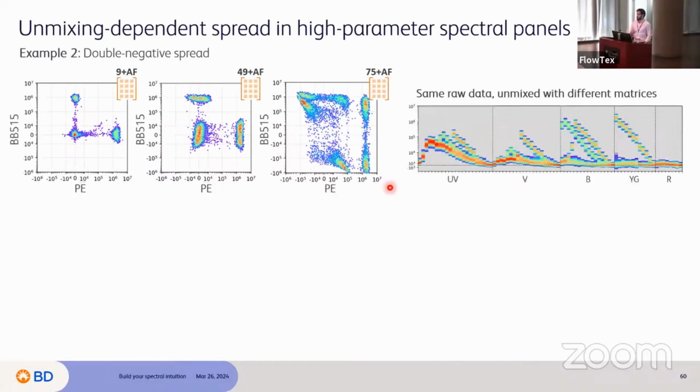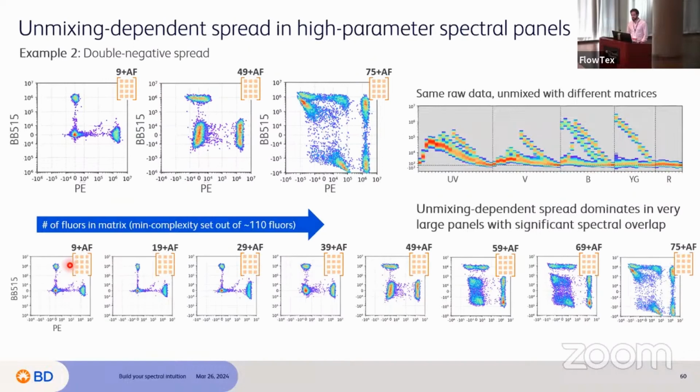These are all actually just from PE and BB515. Same raw data, just unmixed with different unmixing matrices with different complexity scores. And I can see as I go to bigger and bigger panels, where I start to get way more spectral overlap of all the dyes in that panel, I get this deterioration in my data quality that purely comes from the unmixing process, that it eventually makes my data unusable.